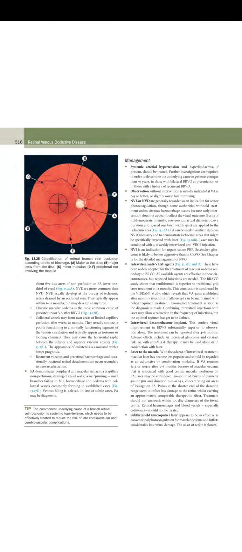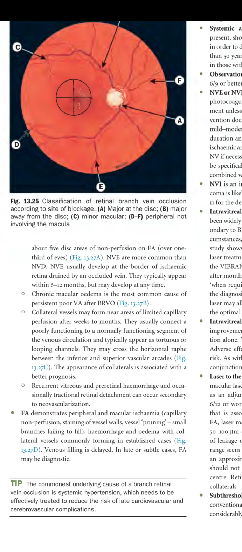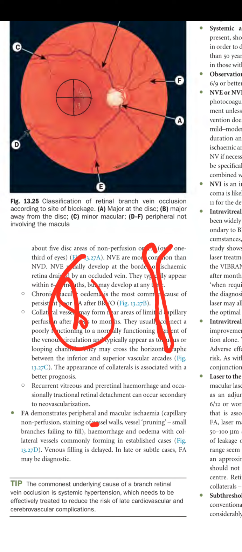Next is what the fluorescein angiography will demonstrate. Fluorescein angiography demonstrates peripheral and macular ischemia, capillary non-perfusion, staining of the vessel wall, and vessel pruning, where small branches fail to fill. Hemorrhage and edema with collateral vessels are commonly formed in established cases. So, collateral vessels can also be seen. Venous filling is delayed. In later or subtle cases, FA may be diagnostic.